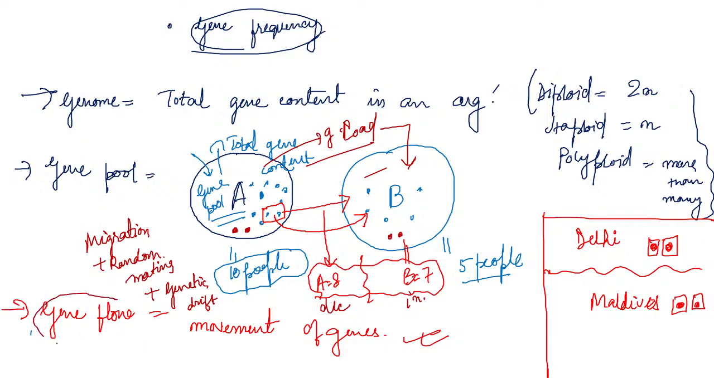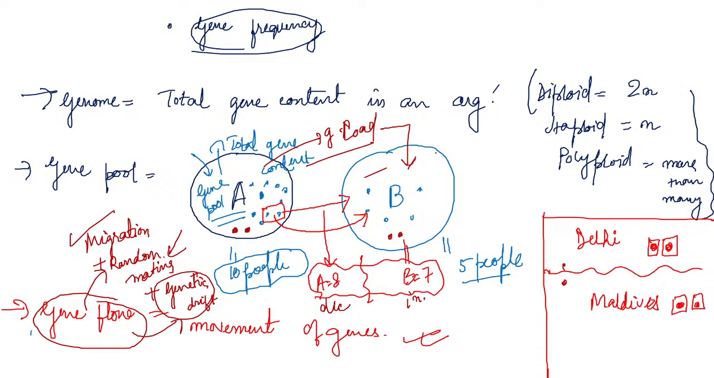So when there is gene flow, there will be migration. When there is gene flow, the cause will be random mating. Anyone can mate. The people of Delhi can mate with people of Maldives. And also when there is gene flow, there will be movement of the genes, that is genetic drift, or the load will move.